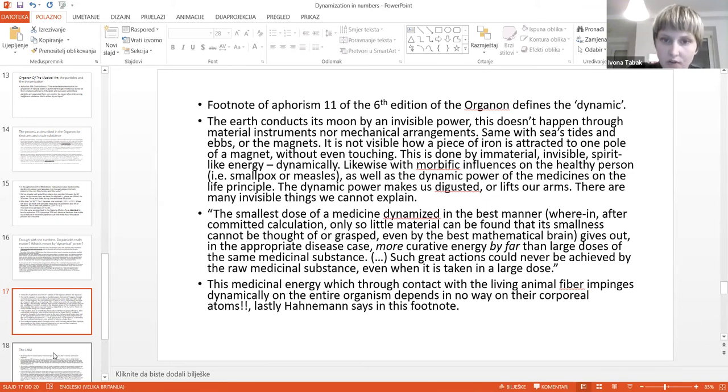The smallest dose of a medicine dynamized in the best manner. Oh, I love this part. He says, wherein, after calculation, as I have done today, only so little material can be found that its smallness cannot be thought of or grasped, even by the mathematical brain, gives out in the appropriate disease case more curative energy by far than large doses of the same medical substance. Such great actions could never be achieved by the raw medicinal substance, even when it is taken in larger dose.